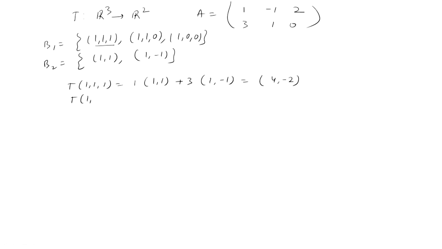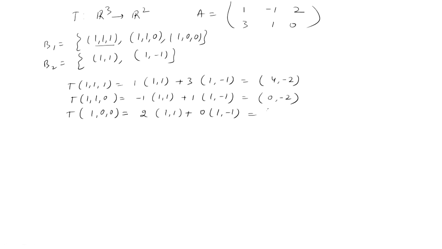Now, T of (1, 1, 0) will be equal to, the coordinates are minus 1 times (1, 1) plus 1 times (1, minus 1), which is (0, minus 2). T of (1, 0, 0) will be equal to 2 times (1, 1) plus 0 times (1, minus 1), which is (2, 2). Now, you express any (x, y, z) in R3 as a linear combination of these 3 elements.